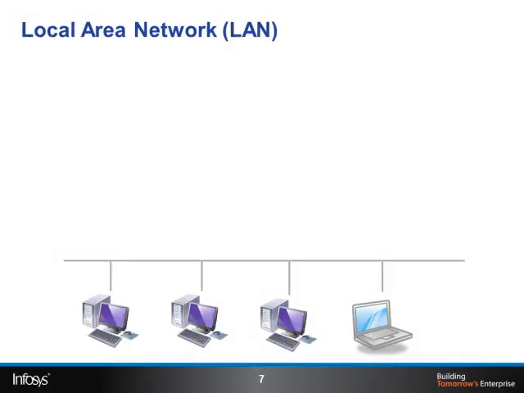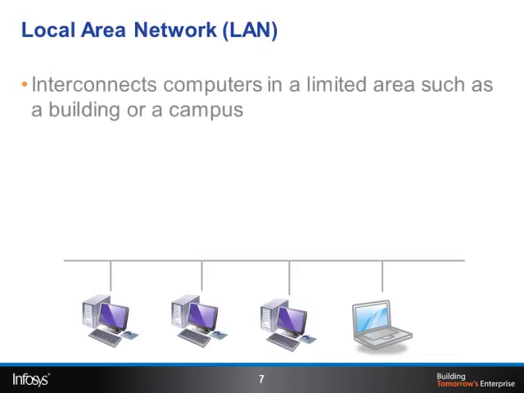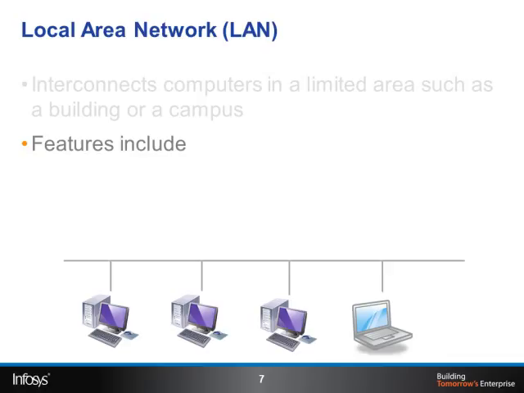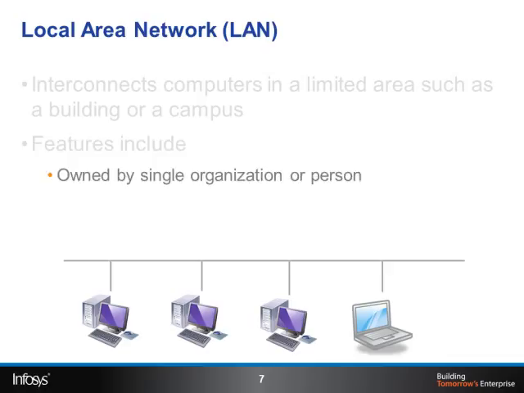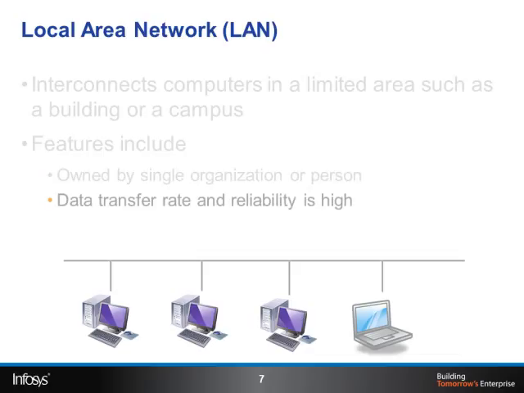Local area network, popularly known as LAN, interconnects computers in a limited area such as a building or a campus. The features of LAN include that it is usually owned by a single organization or a person. Hence, data transfer rate is high and also reliability is high.